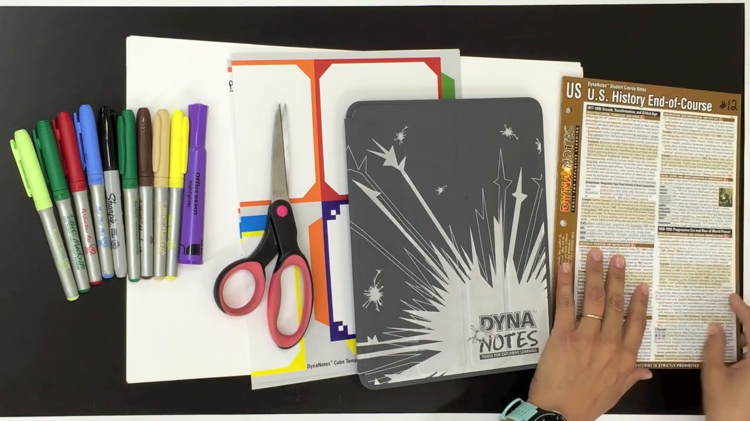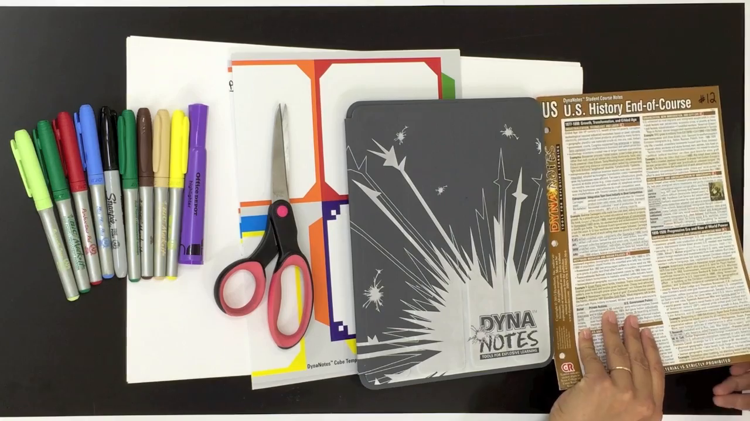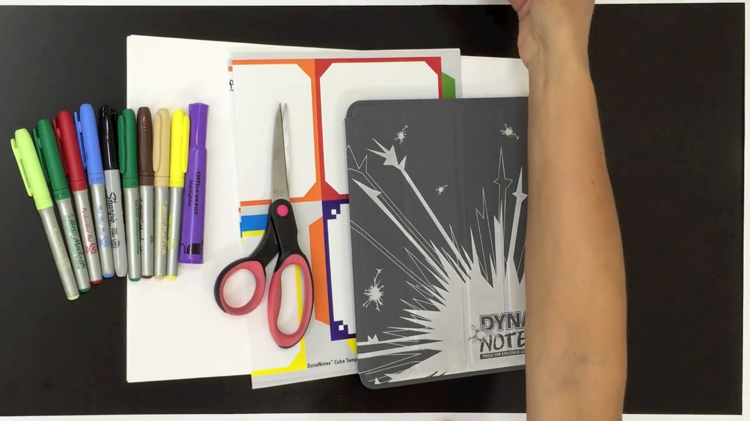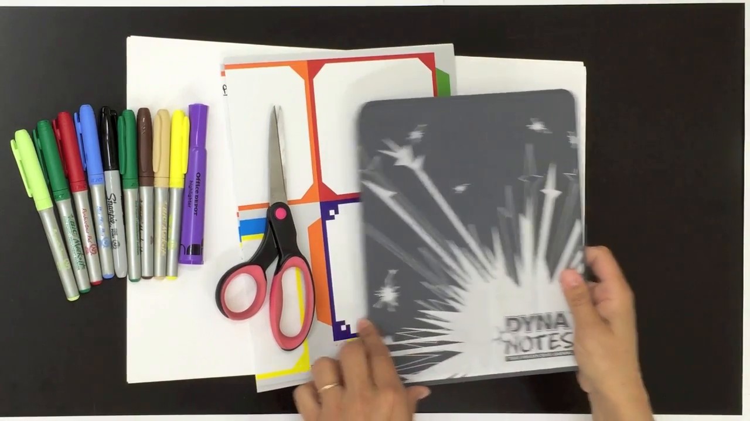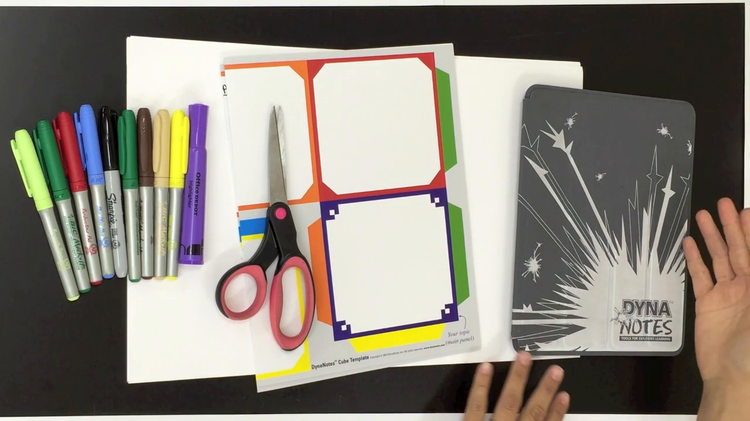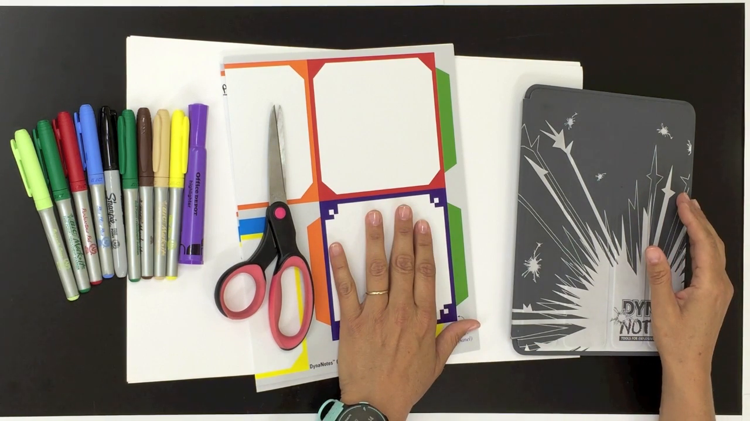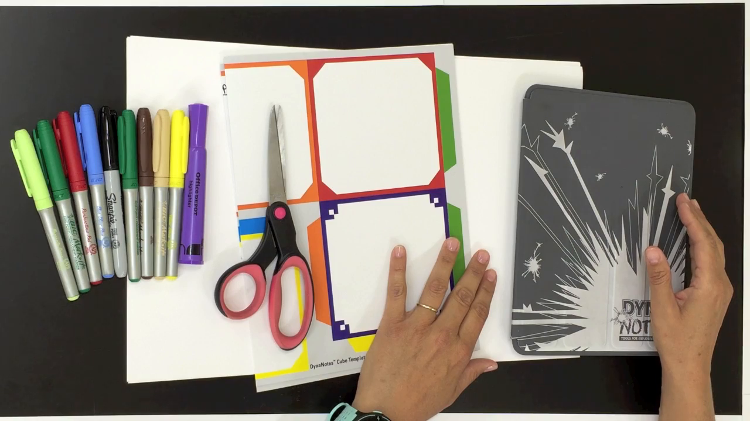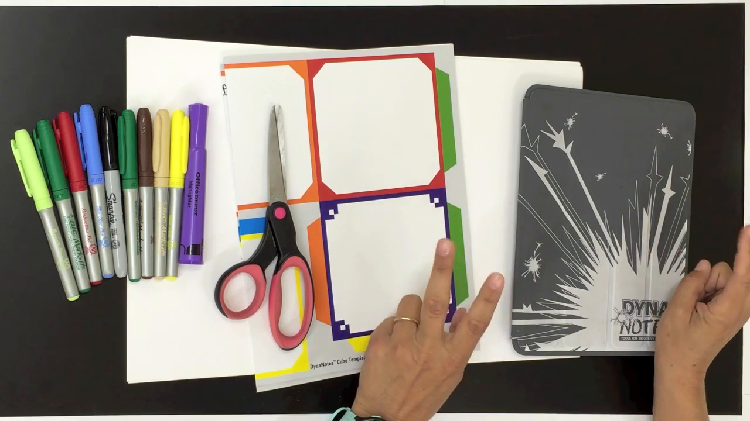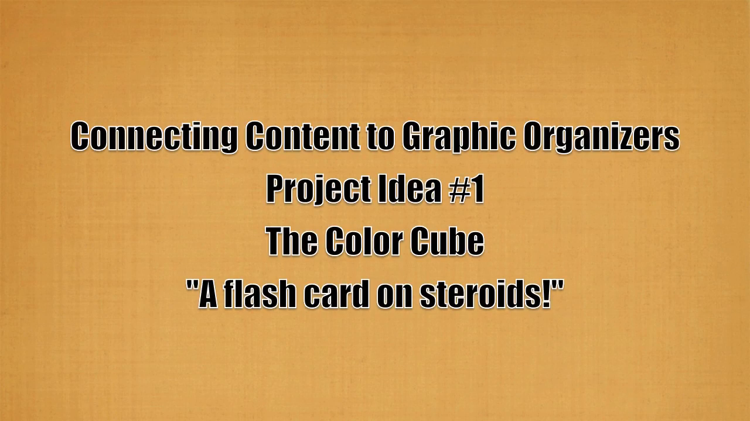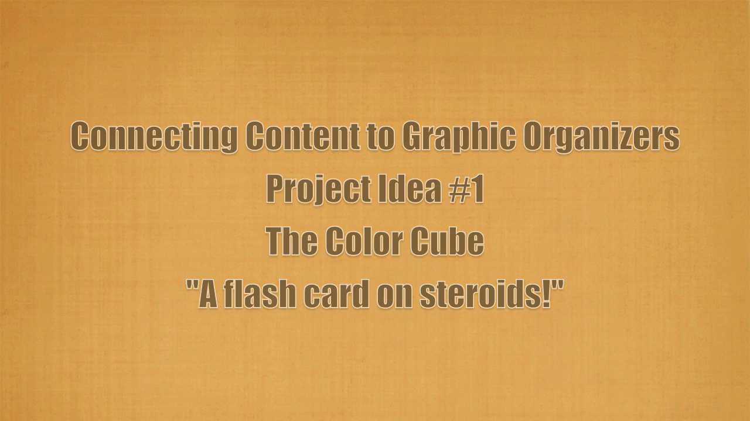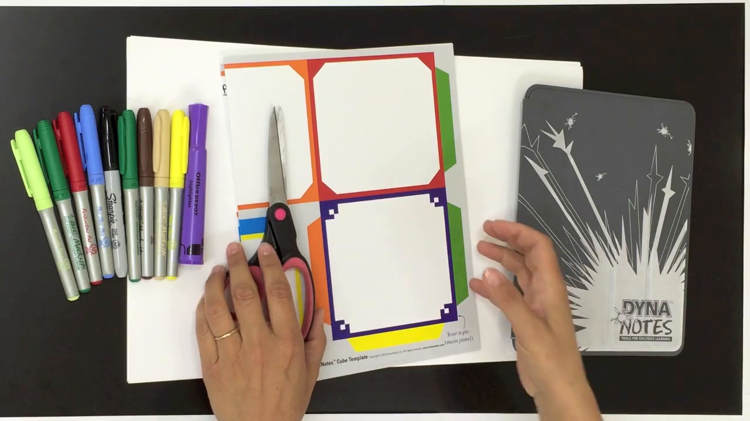What I want to do now is go ahead and provide 3 different activities that you can do with your students again and again that take advantage of having these wonderful resources in your classroom. The 3 activities are a color cube, a folded paper project, and finally the create your own activity. So let's look at the color cube first.